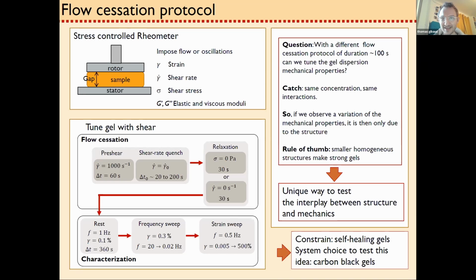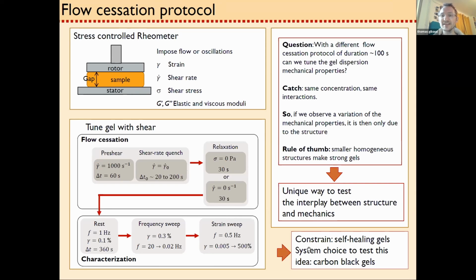The catch is that, as I said, you have the same concentration, same interaction. You have one dispersion, and with one dispersion, by tuning the shear rate quench here, you can create multiple gels. So if we have variation of the mechanical property, it is only due to the structure of this gel. And that's really a unique way, basically, to test the interplay between structure and mechanics. And the rule of thumb, as I said, a smaller homogeneous structure makes stronger gel. That's what the literature tells us.